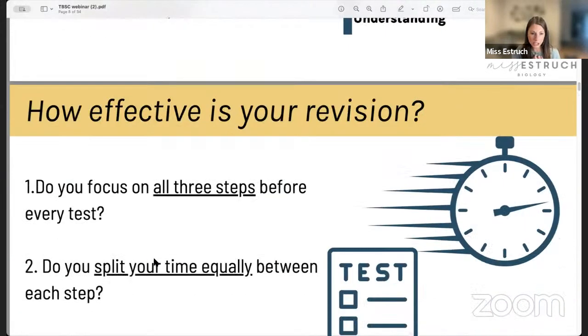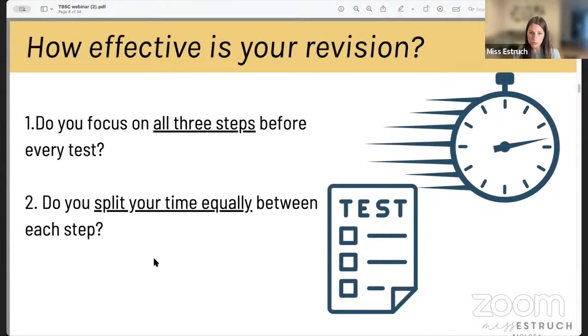So my questions to you then are, we're not going to rate your revision just yet again, because there's one more thing I'll need to tell you. But what I want to do is bring you back to the chat box to make sure I've still got everyone focused, no one's got distracted looking at something else on their phone. Number 1, do you do all 3 of those steps for every test? And number 2, do you do an equal split of time for those steps?